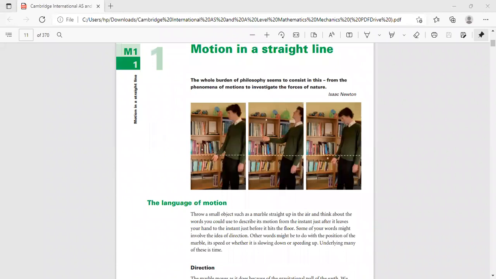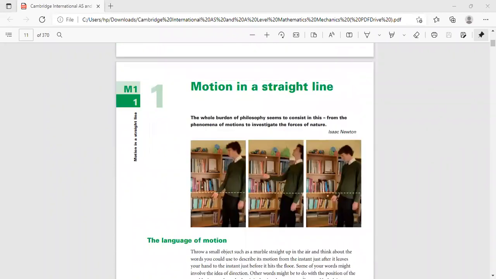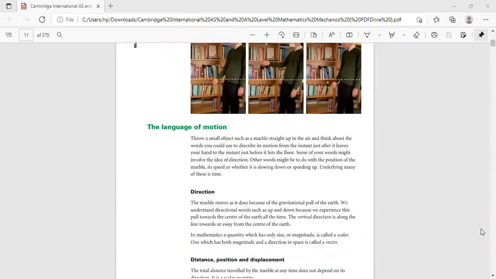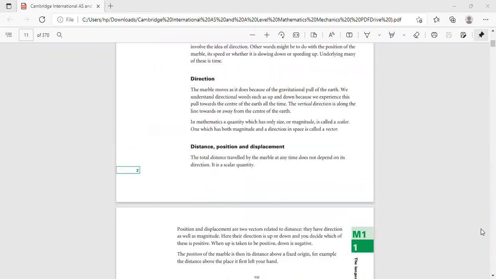Here in the first chapter, we are going to start with the concept of motion in a straight line. This is our first chapter. And the first thing we are discussing is the difference between distance and displacement. Very basic concept.